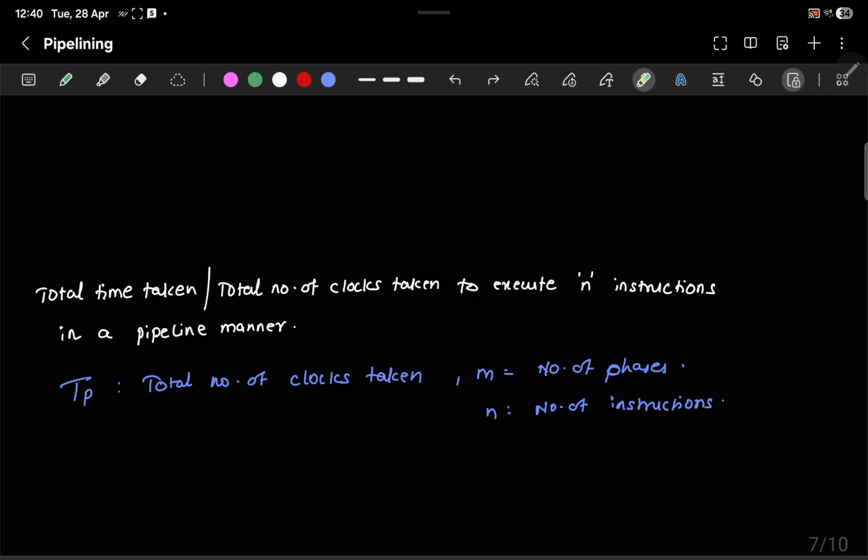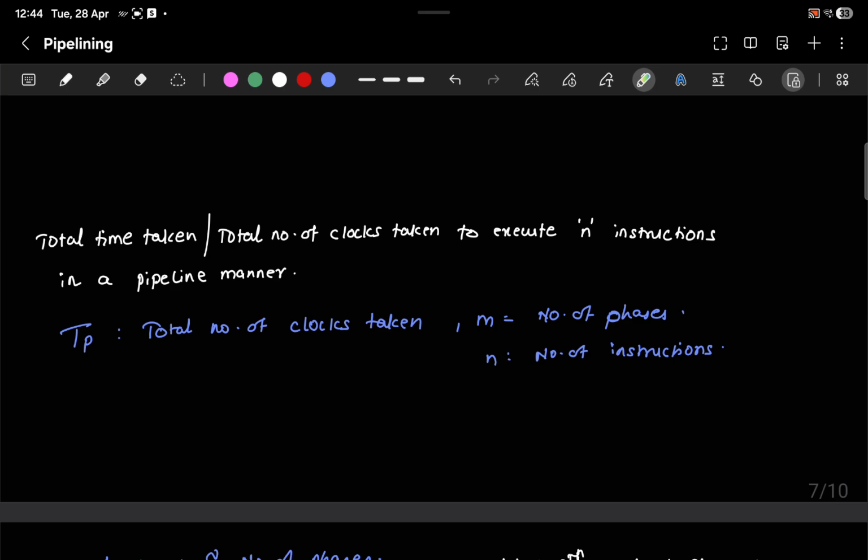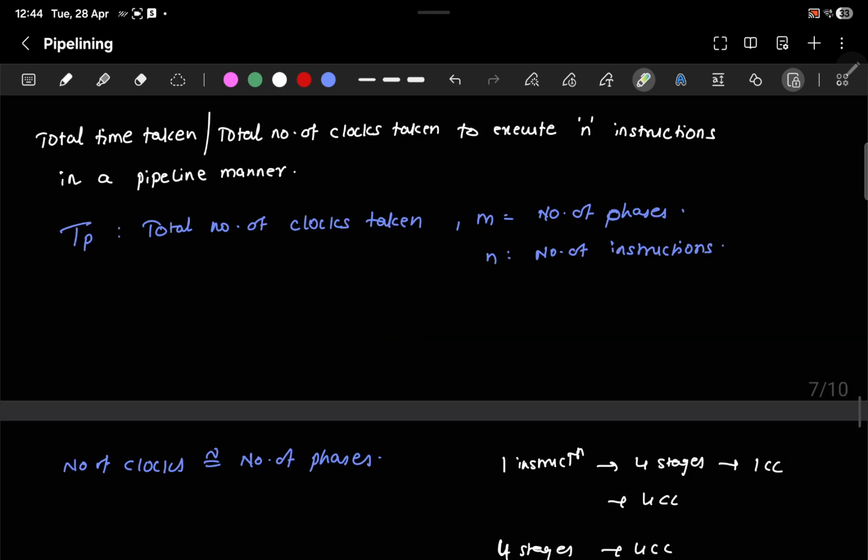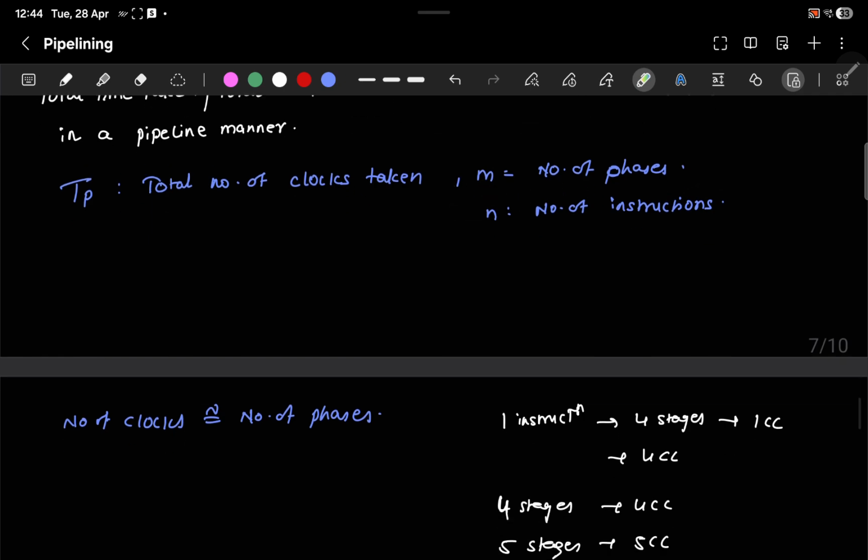You might be wondering, what is this M, the number of phases? What do you mean by this M? See, you have to understand one thing.